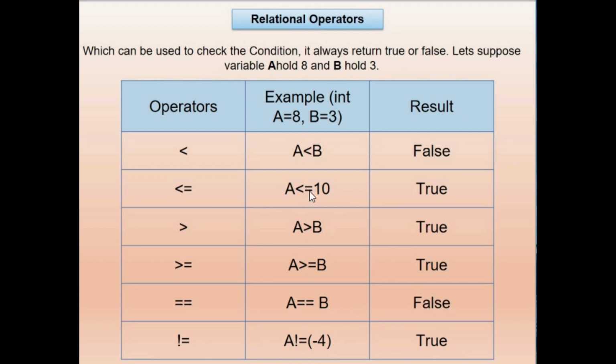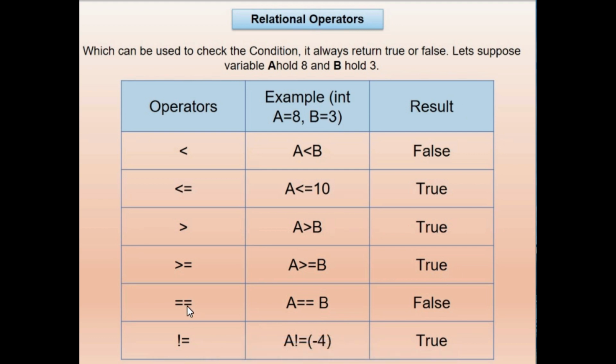The next operator is less than or equal to: a <= 10. The value of a is 8, which is less than 10, that's why the condition is true. The next operator is greater than: a > b. The value of a is 8 and the value of b is 3, that's why the condition is true. Greater than or equal to: a >= b. Yes, the condition is true.